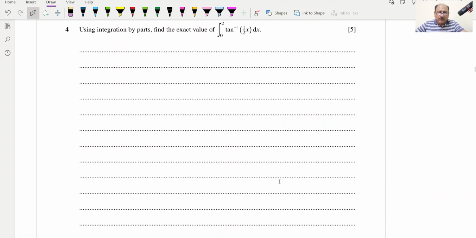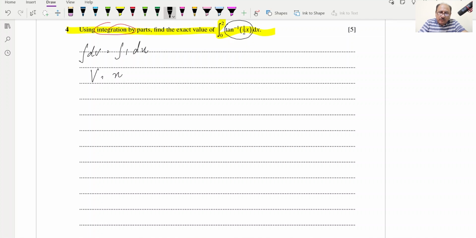Now question number 4. Question number 4 is using integration by parts, find the exact value of this one. Now we have to use integration by parts as mentioned in the question. So we can take dv is equal to integral of dx. So v will be equal to x, and now this one we can put as u.